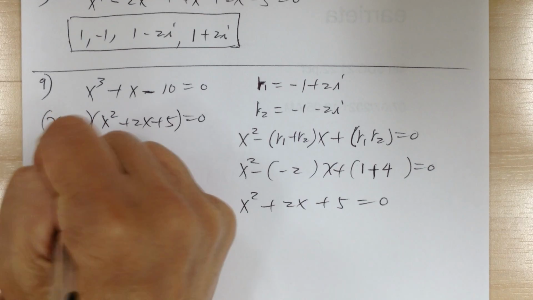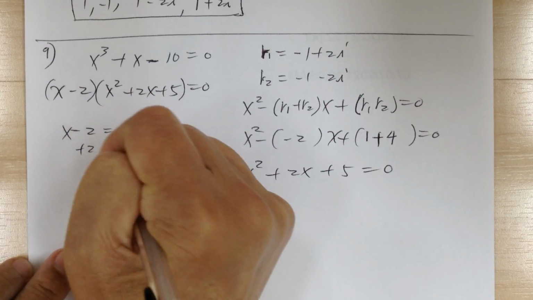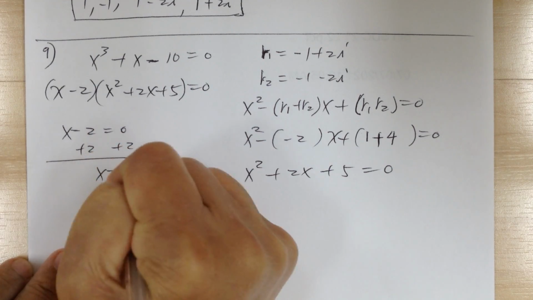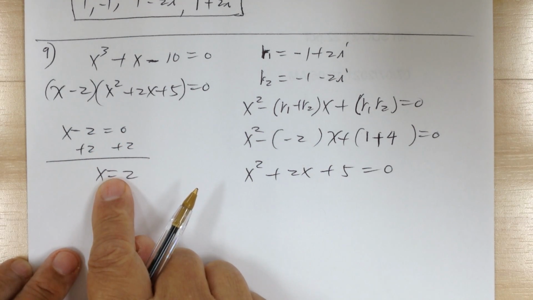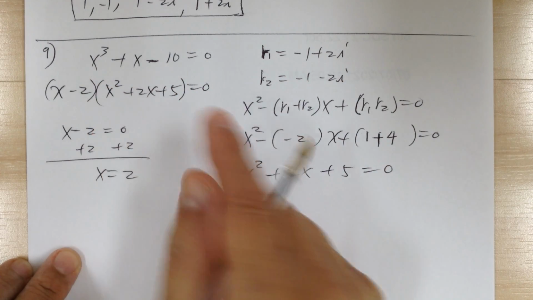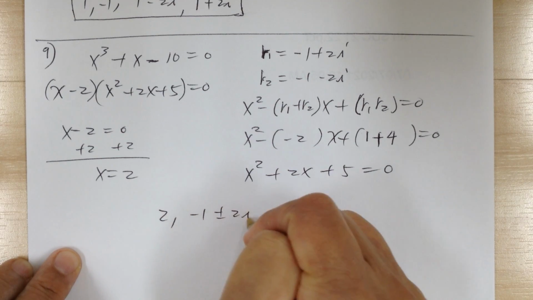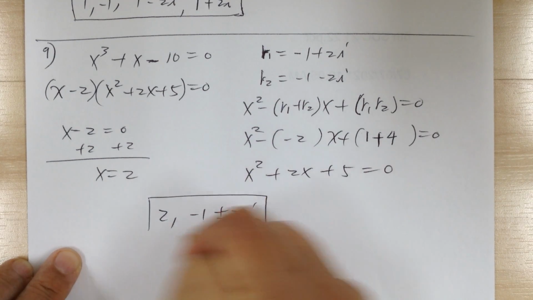So these will give you x equal to 2, because you have to set it equal to 0 and solve. So x equal to 2, and that is the last answer. So the 3 answers would be 2, and you're going to get negative 1 plus or minus 2i. Okay, and that's it.